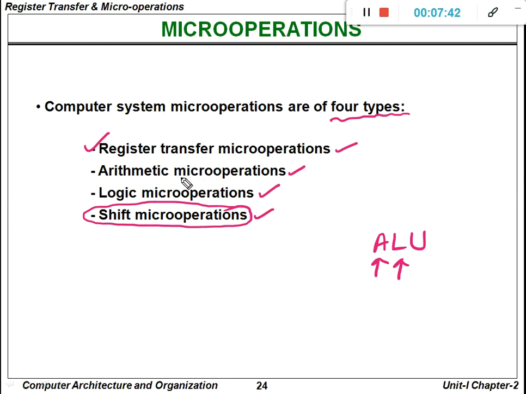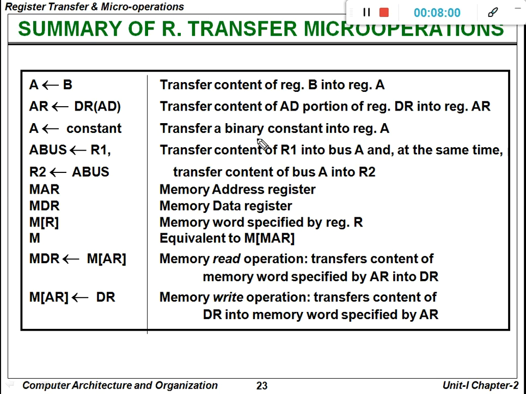So we will be discussing arithmetic micro operations, logical micro operations, and shift micro operations now. Before going to arithmetic micro operations, let us once again review the register transfer micro operations we have already discussed. See here in this table, we have summarized the register transfer micro operations we came across. Whenever we say A assignment B, what does it mean? We are going to transfer the content of register B to register A.